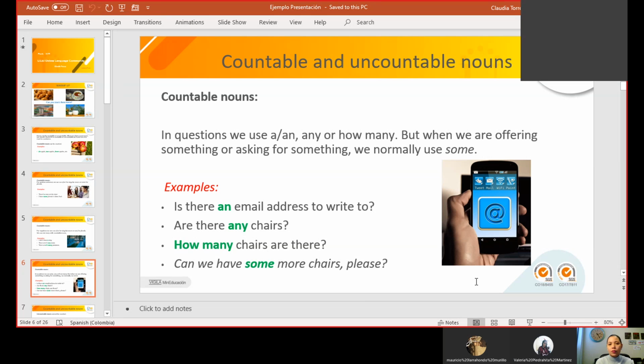Okay, Mauricio. So today we're talking about countable and uncountable nouns, and I was explaining before that with countable nouns, these are the questions, right? So how can you make questions with countable nouns? If it's singular, you can use a or an, like in the first example. If it's plural, you can use any, or you can use many, or how many. But if you are offering something, you use some.